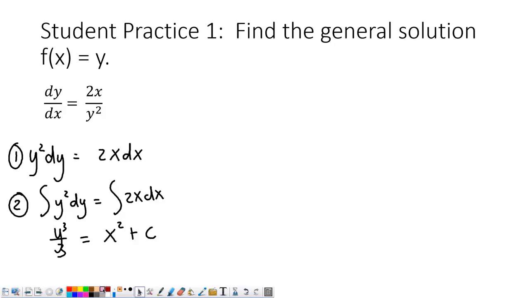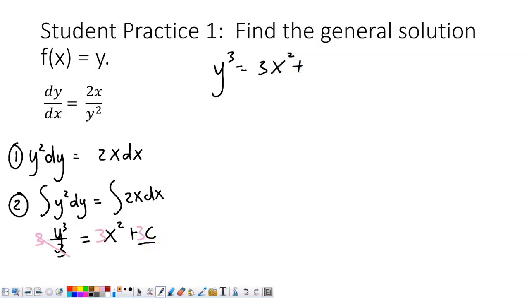The first thing you would do is multiply both sides by 3. To get that y by itself, you multiply both sides by 3. Now when you multiply the right side by 3, you have to multiply everything by 3. If you do that, these 3's cancel, and now we're left with y cubed is equal to 3x squared plus 3c.